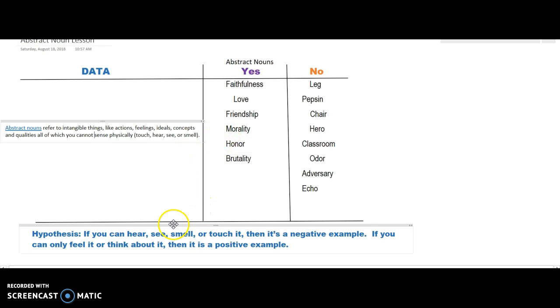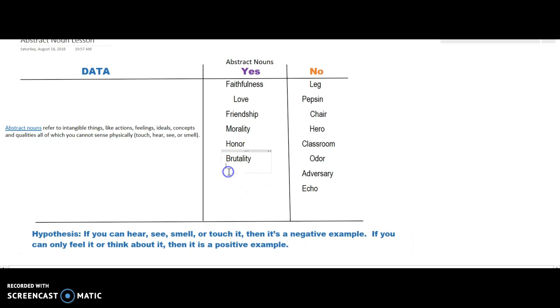So you guys are really close. You've actually defined it. I love this trick. You guys came up with a little trick. If you can only feel it or think about it, then it's a positive example. Then it's an abstract noun. So this is a great trick you came up with. Let's see if we can come up with more examples.